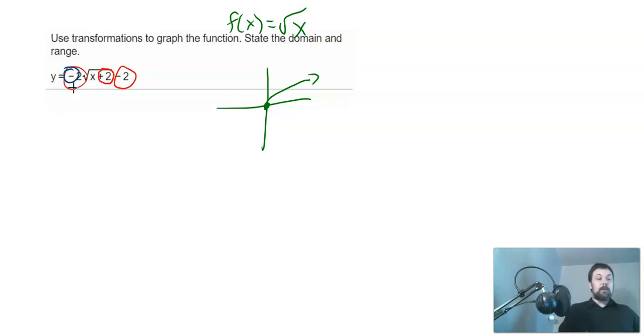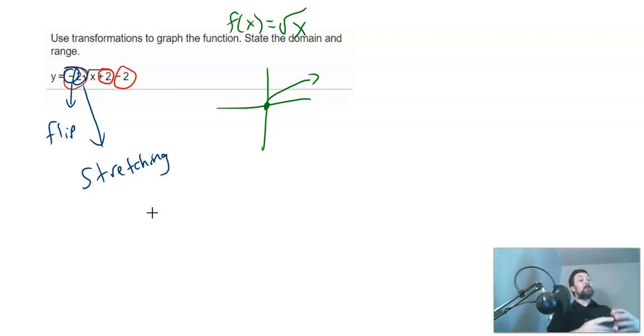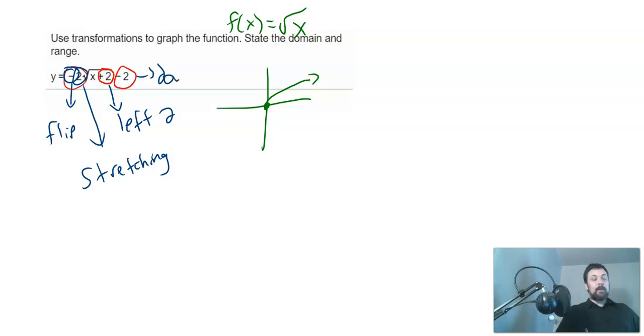So the negative sign in front of the function is going to flip the graph over. The 2 is stretching or shrinking. And if we want to be specific about it, this time it's stretching because it's bigger than 1. The +2 is going to shift the graph to the left 2. And the -2 at the end is going to shift the graph down 2. So I need to apply all of these changes to the graph you see on the screen.